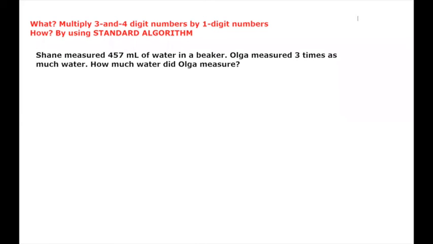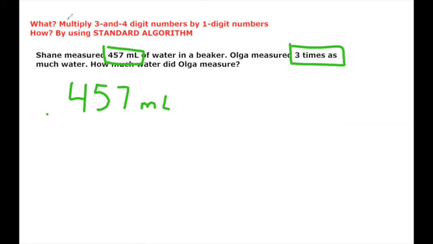Now that we've related place value and partial products algorithm to standard algorithm, let's just use standard algorithm to solve this word problem. So, if Shane measured 457 milliliters of water in a beaker, Olga measured 3 times as much water. How much water did Olga measure? So our numbers would be 457, and she did 3 times. Times tells us we're multiplying. So 457 milliliters times 3.